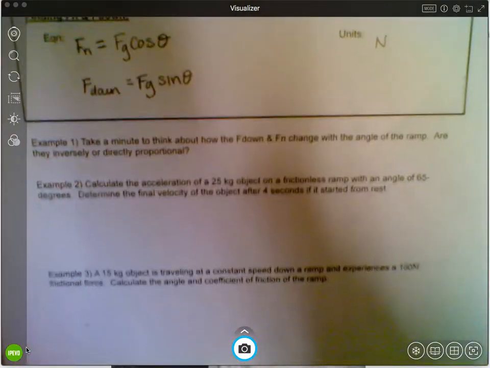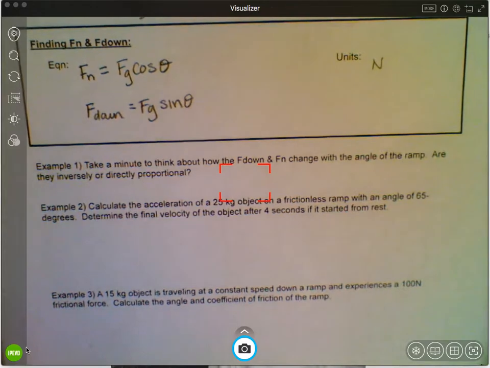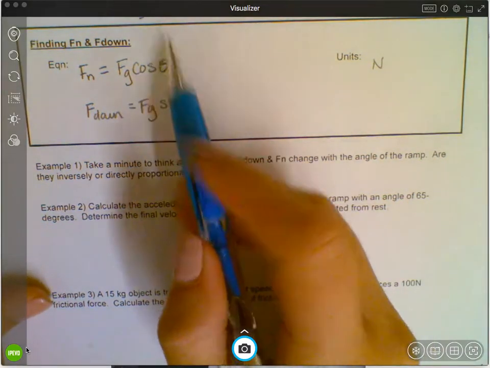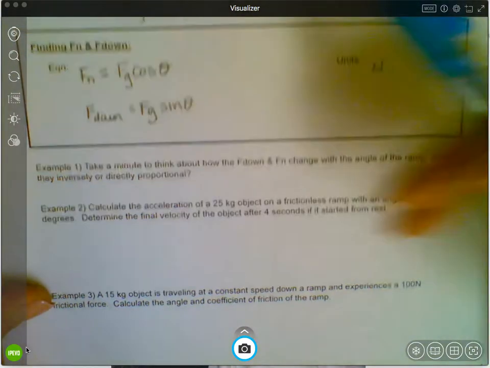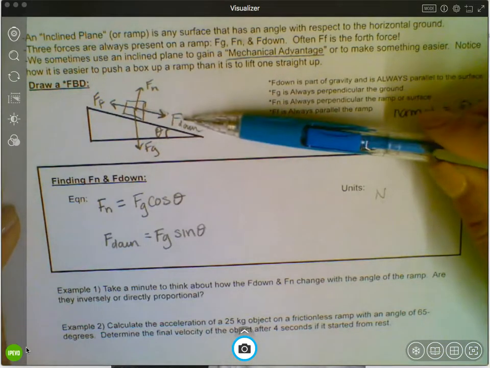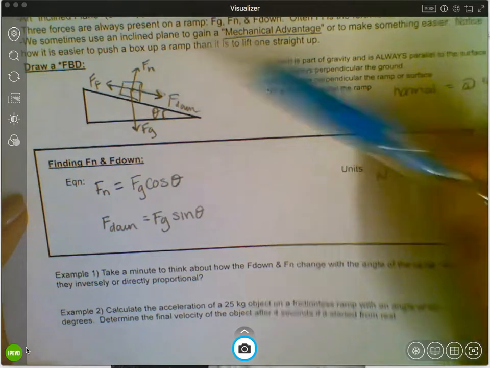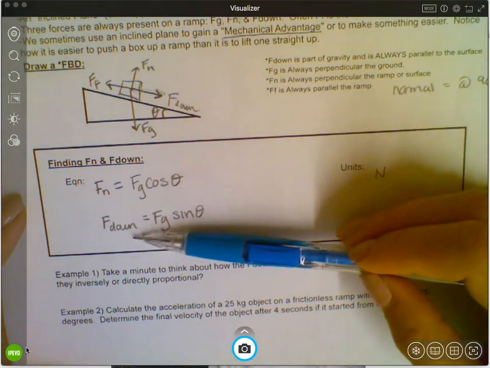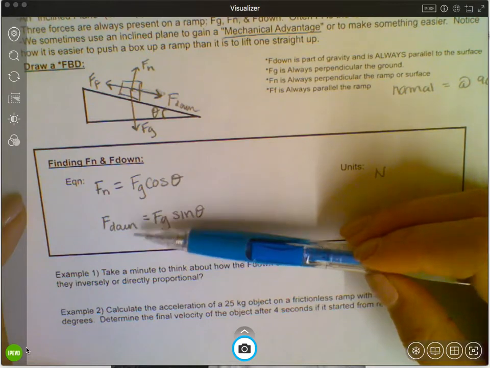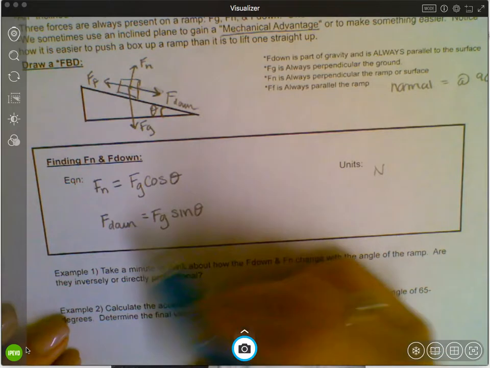All right, let's go ahead and do a couple examples. All right, so first I want you to just take a minute to think about how the F down and the normal force would change with the angle of the ramp. So if you think about if the angle goes up, right, if the ramp starts to incline more, so if this angle goes up, so this starts to incline more like this, right, then how does the F down change? And if you think about that, right, and you plug numbers into sine theta, you'll actually find that as the angle gets bigger, right, the F down increases, right? As the angle gets bigger, the F down increases. And you could find that if you plugged in like sine 50 is 0.76 and sine 80 is 0.98. So you can see that as this theta goes up, sine theta goes up, which means F down goes up.